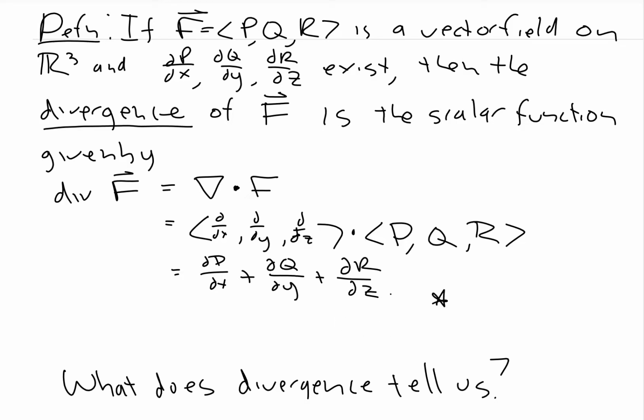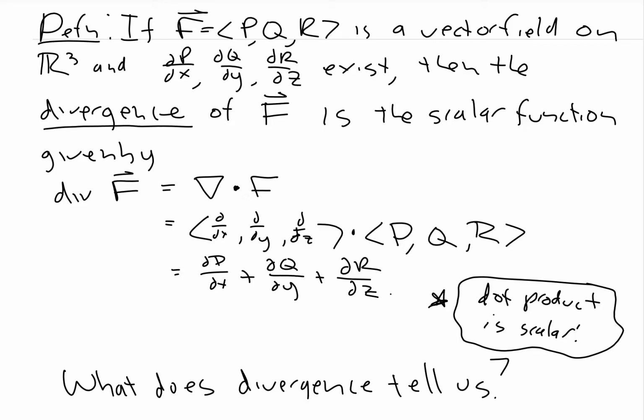Big reminder here, your dot product is a scalar function. You shouldn't get a vector back for this. I know I'm still seeing a couple people making that mistake occasionally on homework assignments, and even on the last test. You should get a scalar back. No vectors once you dot.